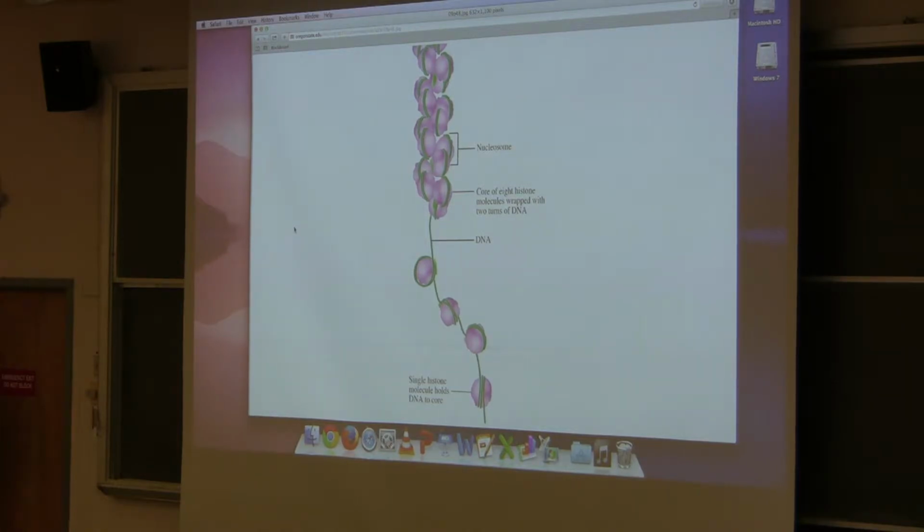H3 and H4. And you might wonder what happened to H1. H1 is not part of that core, but H1 appears to play roles in between the individuals out there. So there are 5 histone proteins, 4 of which in pairs are in that core sphere that you see here.